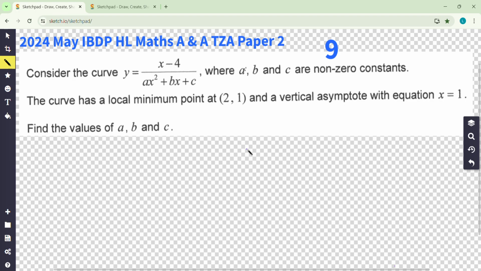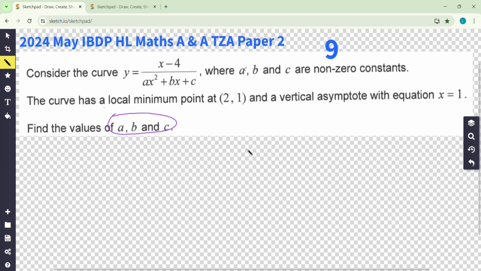Okay, now we are on question number 9. Question 9 is well written too. Very good, very good. Good numbers, beautiful numbers, good concept. First of all, it had a curve here and then it asks you to find the values of a, b, c. So you are expected to find three equations.